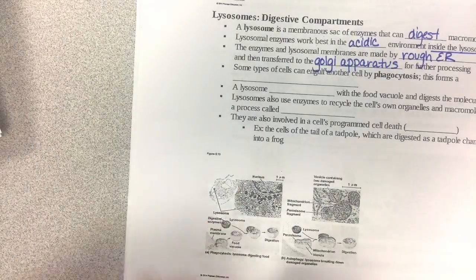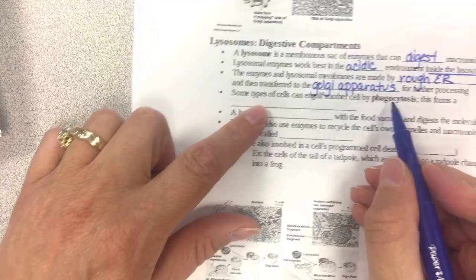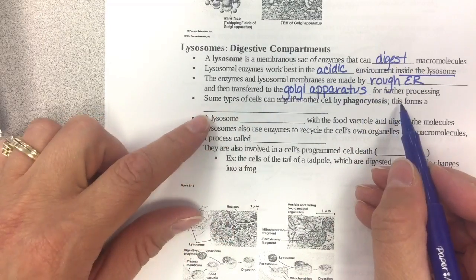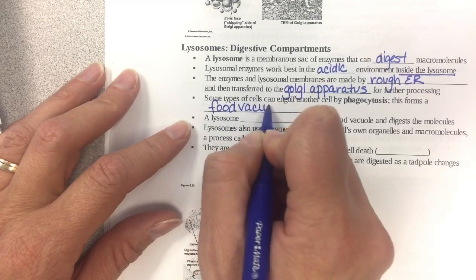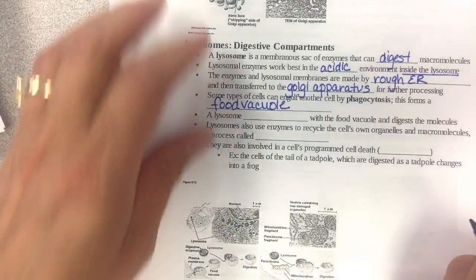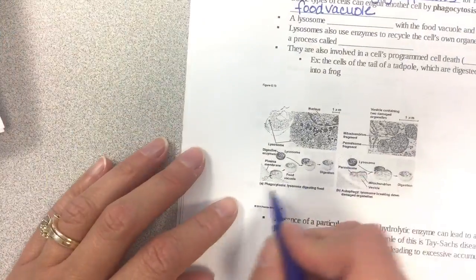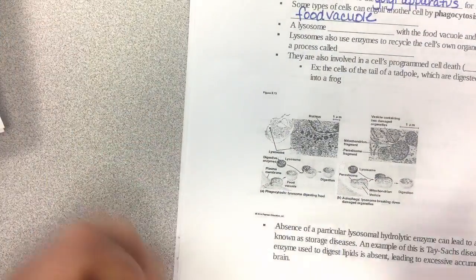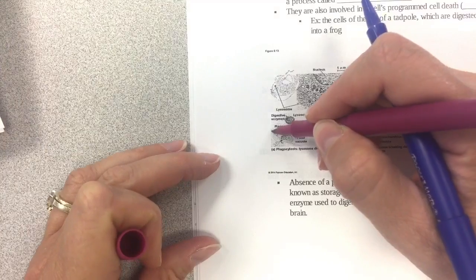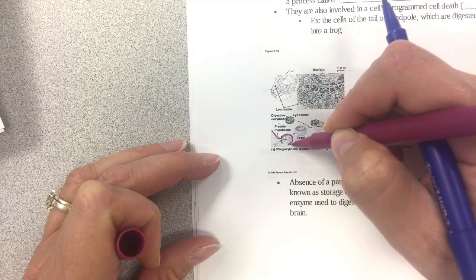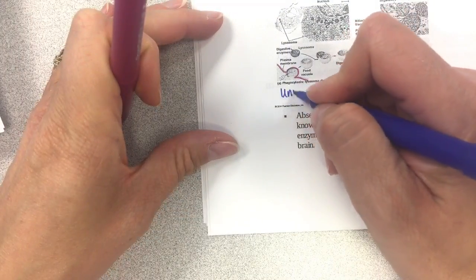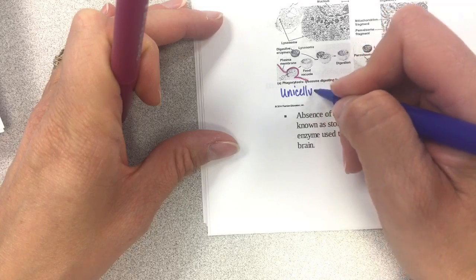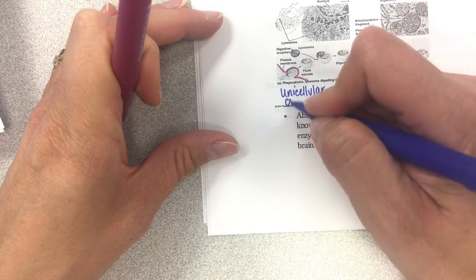So some types of cells can engulf another cell by what we call phagocytosis. This forms a food vacuole. So what does this mean? It means that this cell, we're going to look at this picture here. Here's the membrane of the cell. What it does is the cell membrane buds in. So this is, let's say, a unicellular organism. This is how they eat.